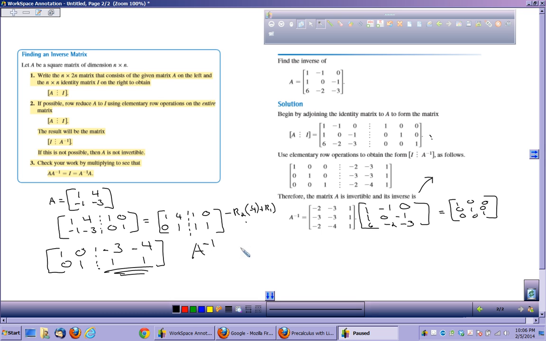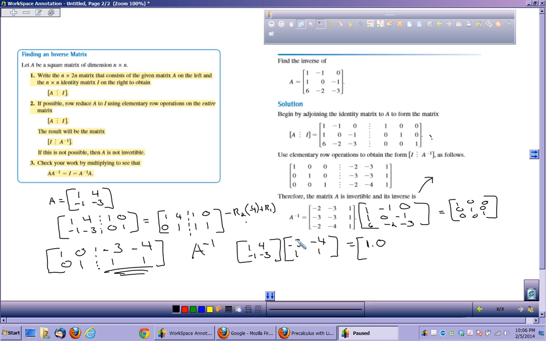And to check that, what you could do is take the original matrix 1, 4, -1, -3, and multiply it by what I suspect to be the inverse, -3, -4, 1, 1, and see if it gives you the identity matrix. So 1 times -3 is -3, plus 4 times 1 gives you 1. And 1 times -4 is -4, plus 4 gives you 0 over there. It's looking good.